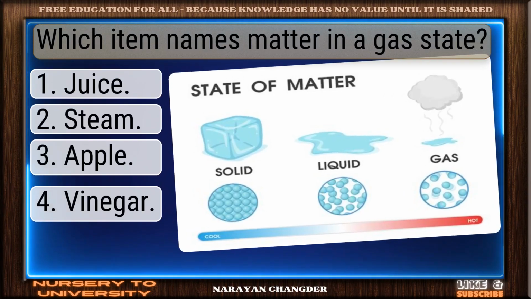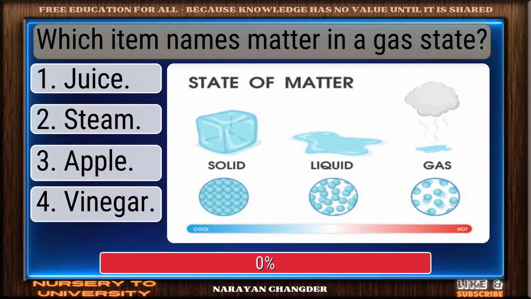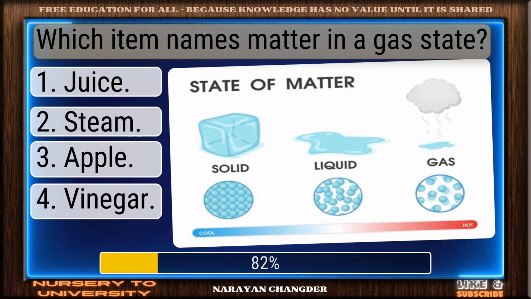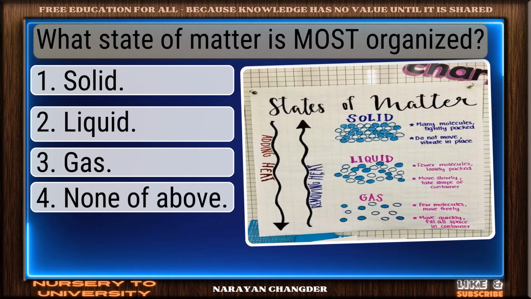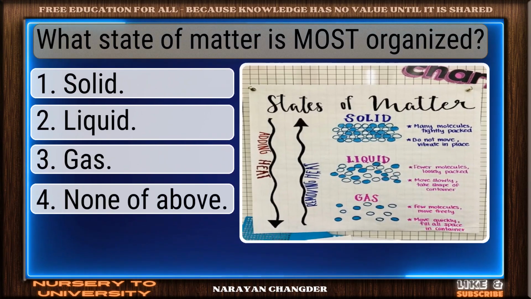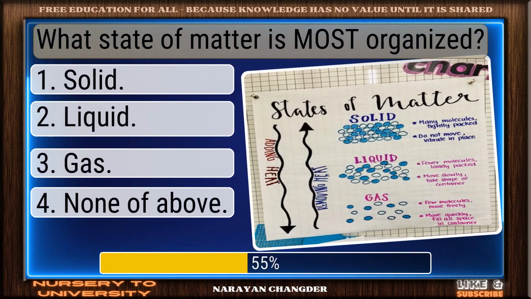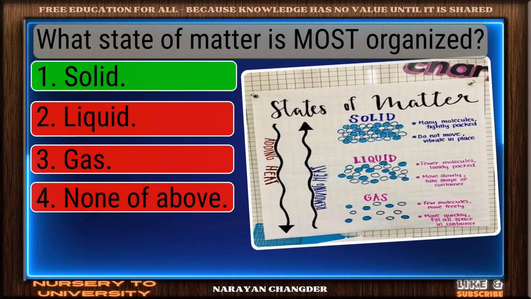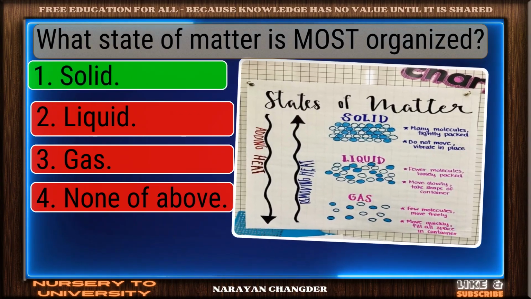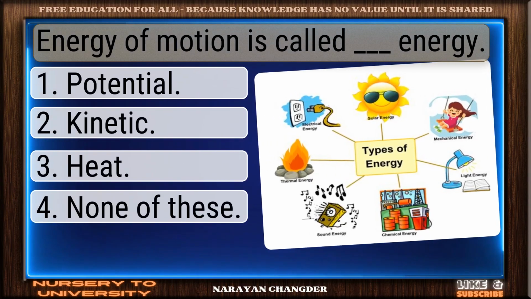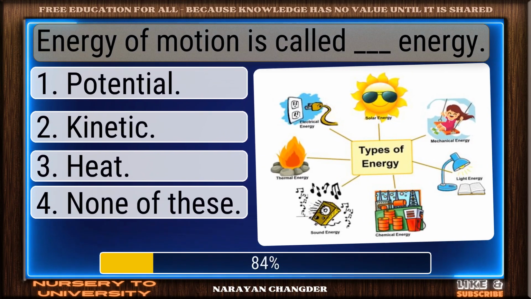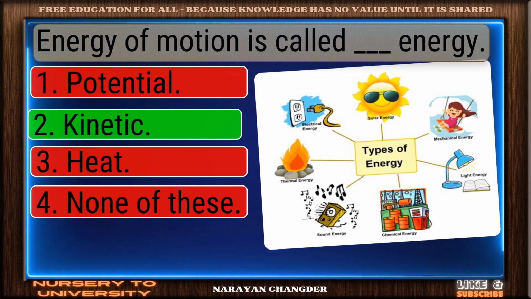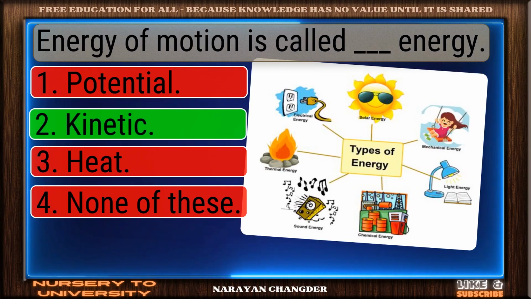Which item names matter in a gas state? Smart pick. Steam is the correct choice. What state of matter is most organized? Correct. Solid is the right answer. Energy of motion is called dash energy. Well done. Kinetic is the right choice.